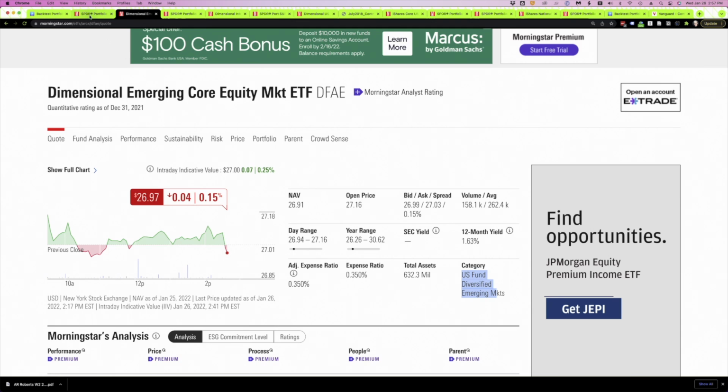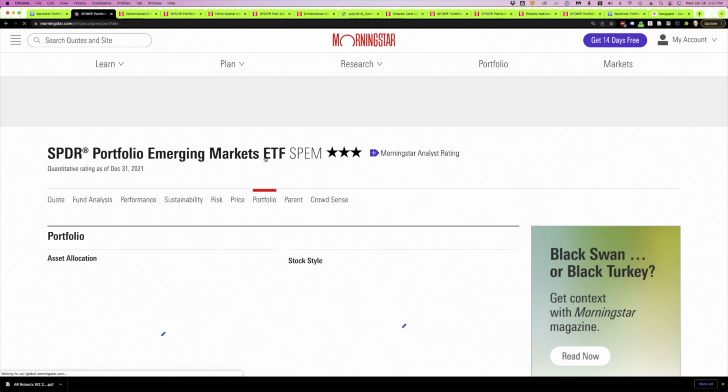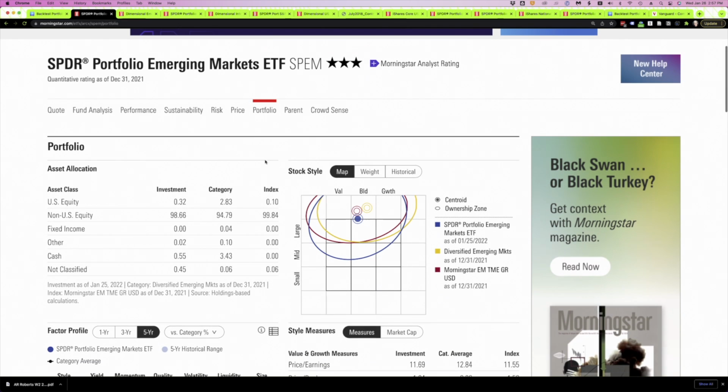So now I want to take a slightly deeper dive, and for that I'll go into portfolio. For the SPDR fund, I can see, yep, sure enough, it's almost all international, and it's investing, on average, in large companies that are a blend of value and growth.